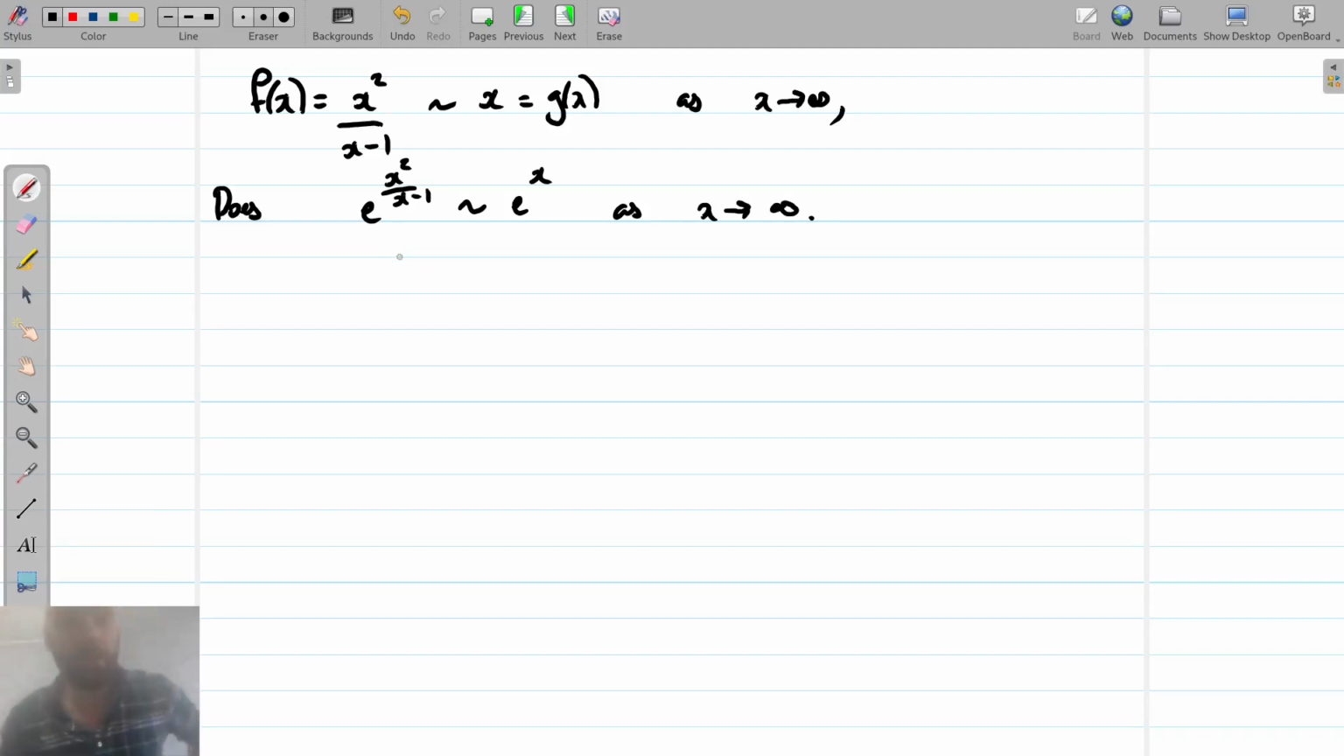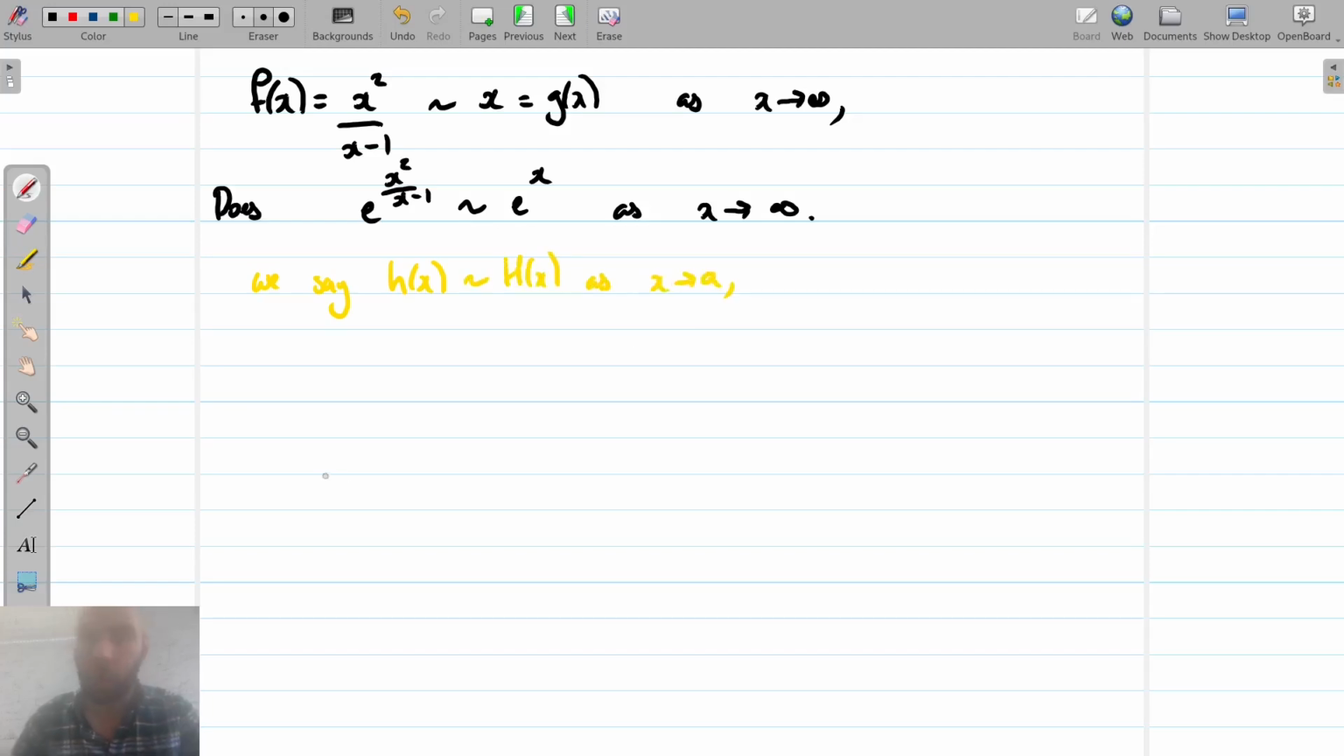And to answer this question, we need to remember what this twiddles means. We go to our formal definition, right? So our formal definition, if we can remember it, is, let's use some letters. We say h of x twiddles big H of x as x tends to a.